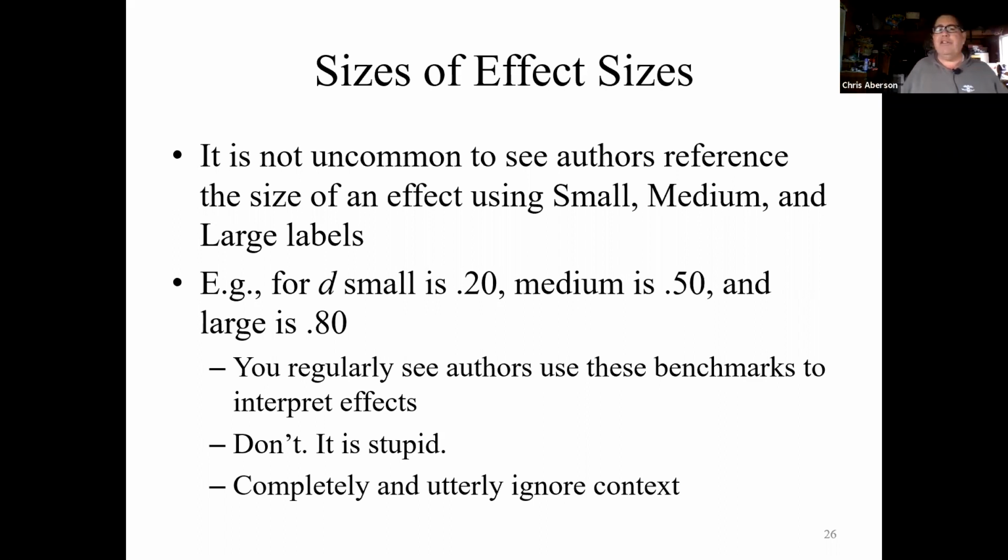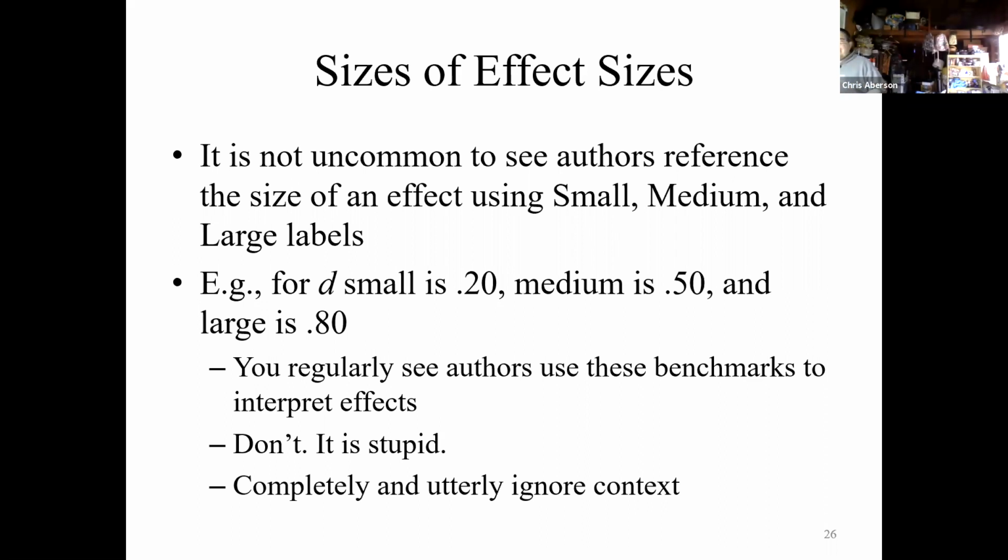If you have a D value of 0.4, say, oh, well, that's almost medium. No, don't interpret effect sizes that way. It is stupid to do that. This completely and utterly ignores the context of the statistic. Anytime there's a benchmark or a guide that says, oh, if this, then this, it's probably going to be wrong. You really have to understand the context of different effects.